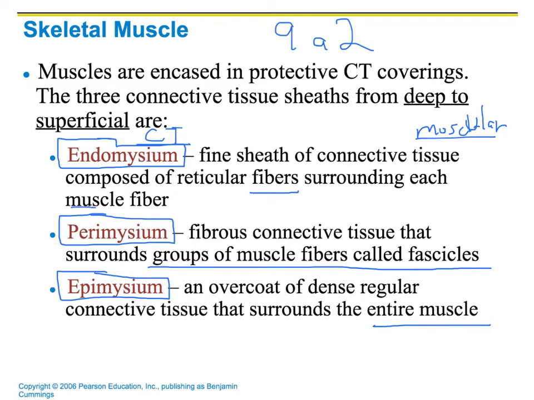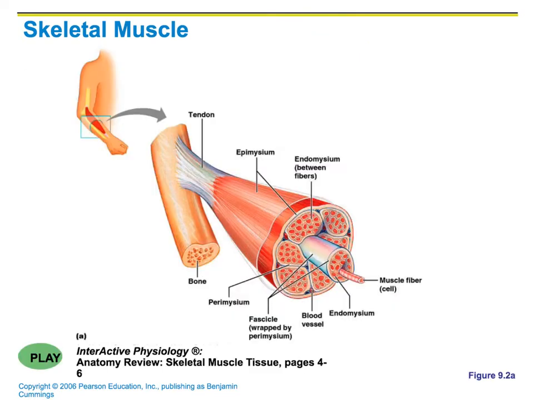Oh, actually, I guess I wanted to underline this ideally. This is a view of that, similar to your coloring sheet. Again, don't forget the purpose of the tendon here, to attach the muscle to the bone. Here's your epimysium, which covers the muscle. Then you have your perimysium, which wraps each fascicle. And then endomysium, which covers each muscle fiber.